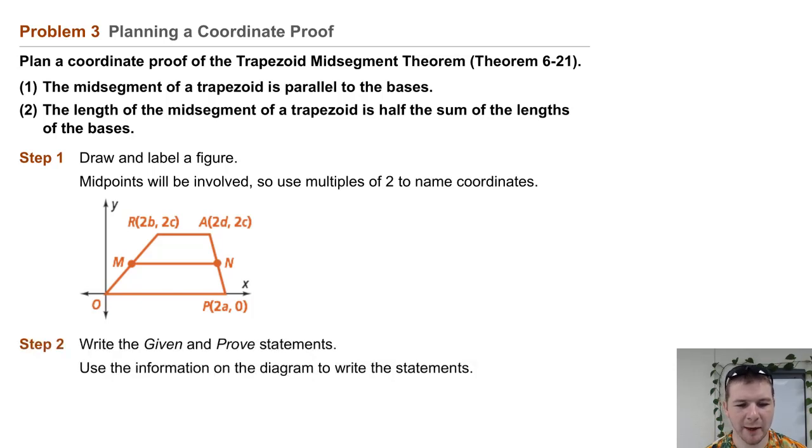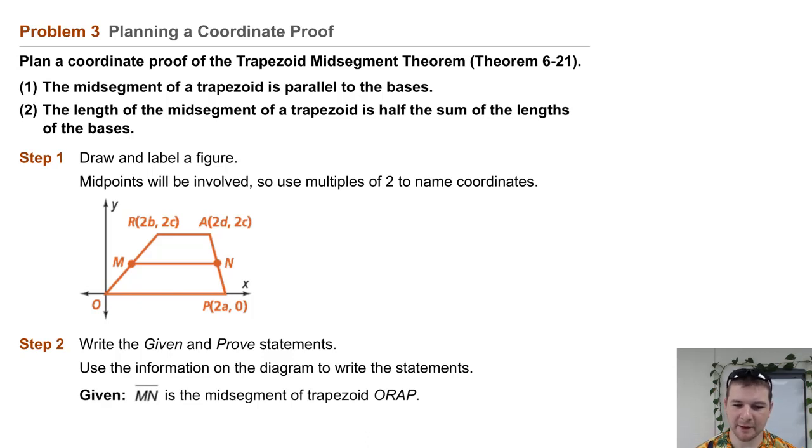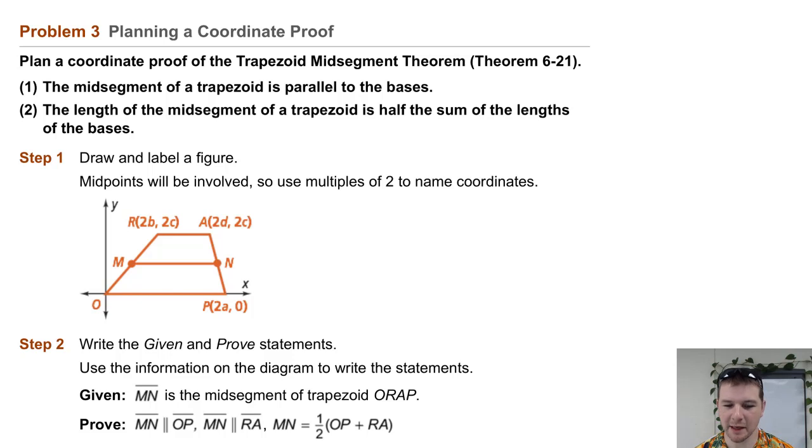Step 2. Write the given and proof statements. We'll use the information on the diagram to write the statements. We're given that segment MN is the midsegment of trapezoid ORAP. We'll prove segment MN is parallel to segment OP, and that segment MN is parallel to segment RA, and that MN equals 1/2 of the quantity, the sum of OP and RA.